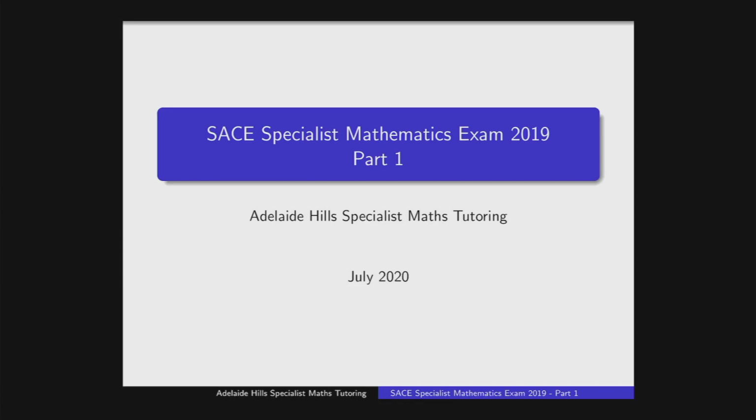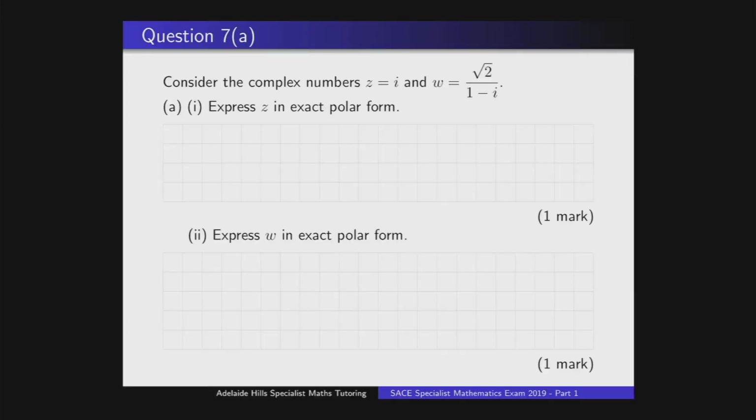Hi, so welcome back. In this video what I'm going to be doing is looking at question 7 from the SACE Specialist Mathematics Exam from 2019. Okay, this is another question from the booklet 1, and in this question what we're going to do is some complex number arithmetic. So the first part of question 7 was considering two complex numbers.